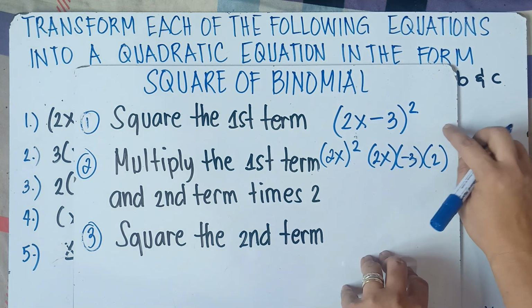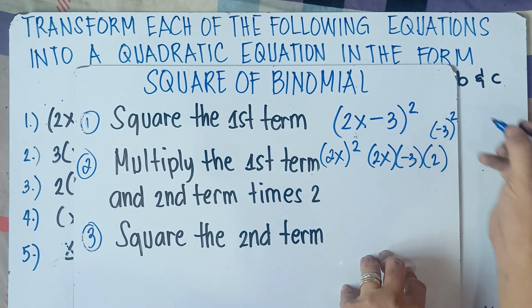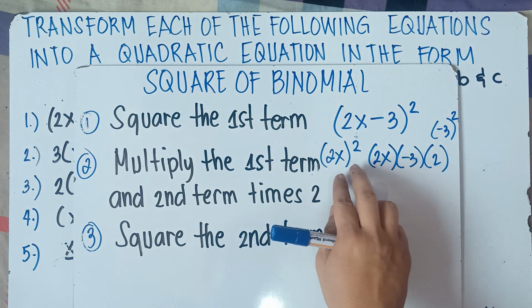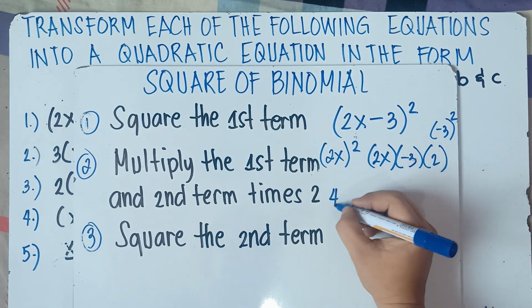We don't have enough space, class. Let me just write it here. You square the second term, so negative 3, then squared. And then you simplify, class. That's it. You simplify this one. 2x squared means 2x times 2x. That would be 4x squared.